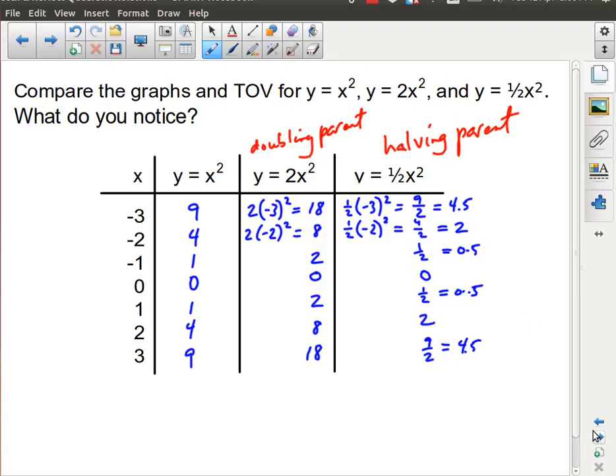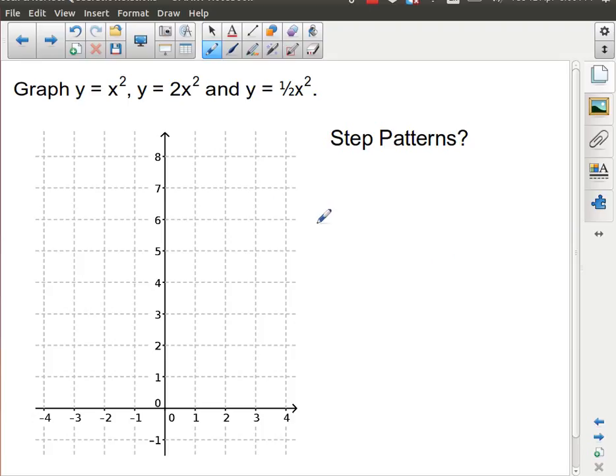Okay, so let's see what these actually look like. What does it mean when you double the parent function, when you halve the parent function? And then we're going to take a look at the step pattern. So I'll use blue to do my parent function. So 0, 0. And I'm actually going to use the parent function step pattern here. So over 1, up 1, over 1, up 3. And that matches my table of values. I've done this table of values enough times that I'm pretty familiar with it. And then by symmetry, over 2, and so you can use symmetry or the step pattern at this point.